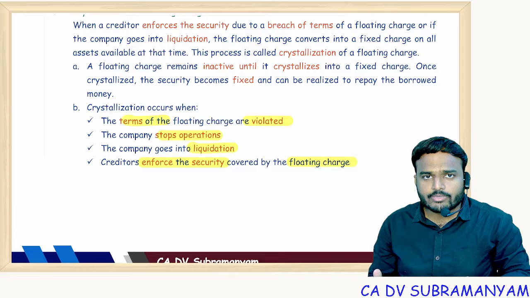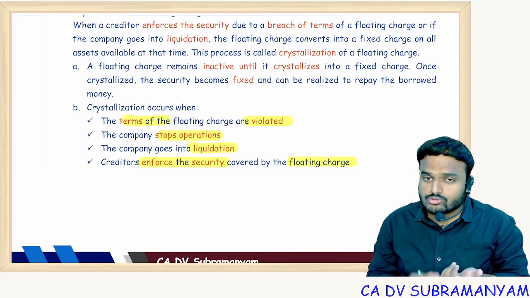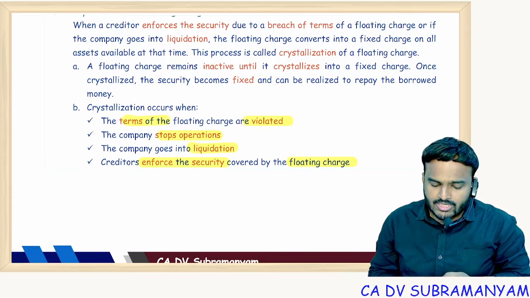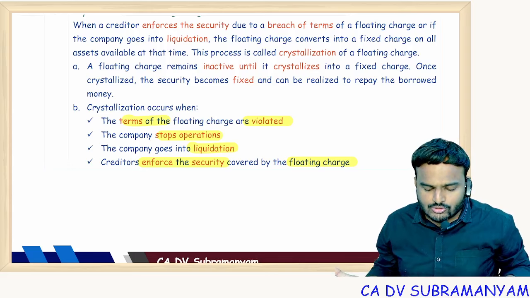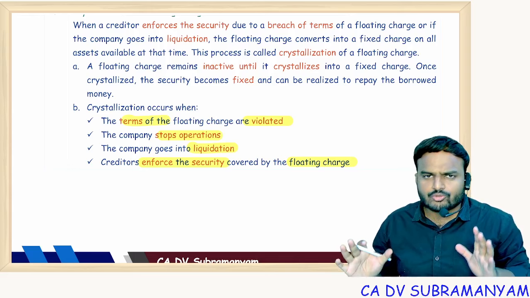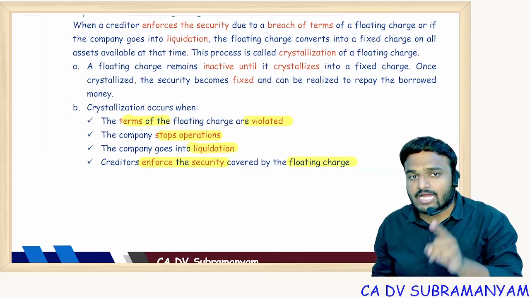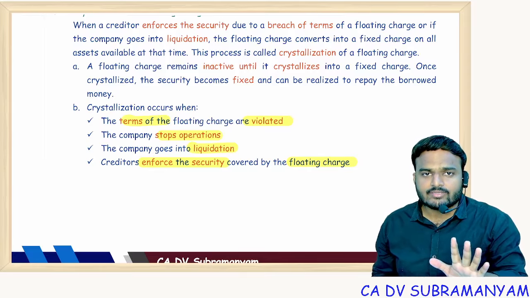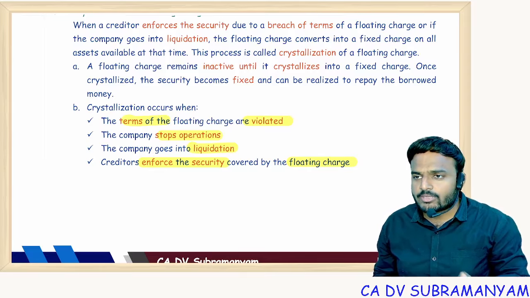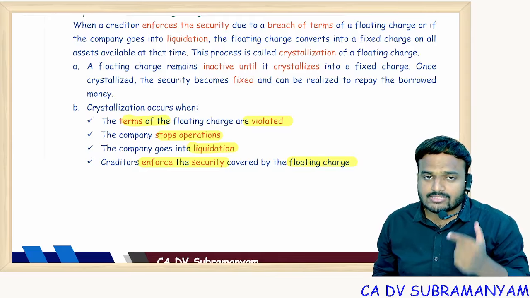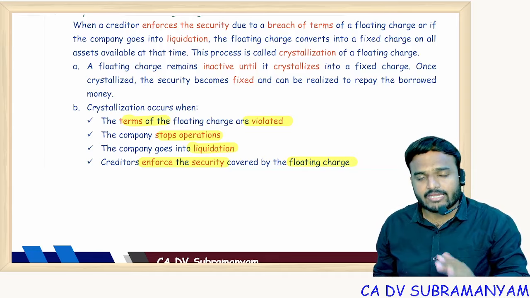Company stops operations. If there is no production, how does new stock come, how does a new debtor come? And the company goes into liquidation, no more business operations, or the creditor enforces the security. In the following 4 cases, a floating charge will be converted into a fixed charge. Until then you are free to deal with the properties covered under the floating charge. You can sell them, you can manufacture them, again you can sell them.